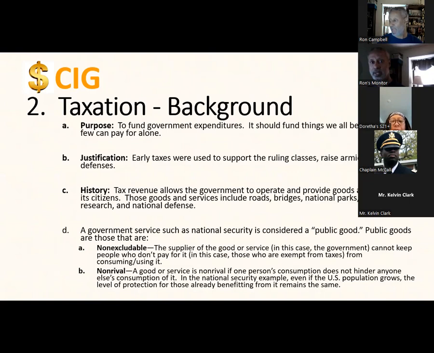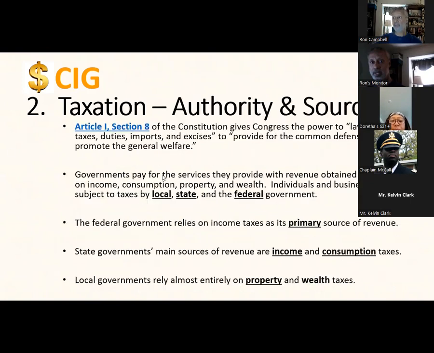A non-rival good is a good or service that does not hinder anyone else from consuming it. Again, if the population grows, everybody is still entitled to the same level of protection from the fire department or the police force. That's a good example. So that's a good background.